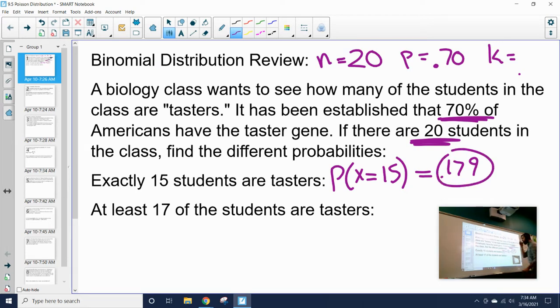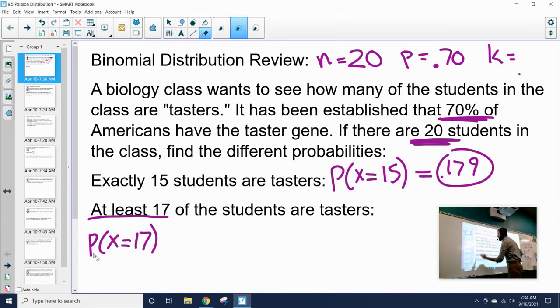Now, what was the probability that at least 17 of the students are tasters? When we get these at least, or at most, it becomes a little bit harder. When it was exactly, we just had to write down the number. So this is saying, what's the probability that x is at least 17? Now, this is only changing my k. My p and my n are staying the same. So I still look in that same part of my table. But this isn't equals. This is at least.